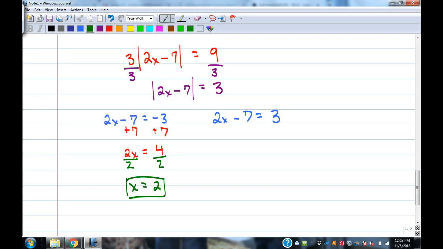There's one answer. Same operations to solve the other problem. We'll add 7. 2x is equal to 10. Divide by 2. 5. Positive 2 and positive 5.